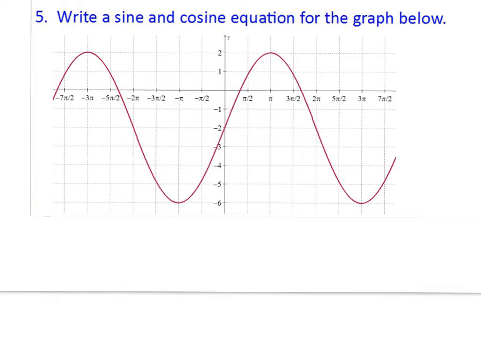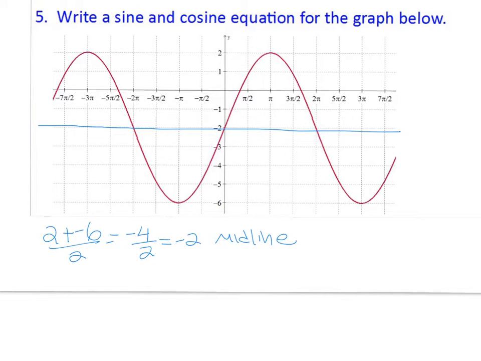Our midline happens halfway between 2 and -6. So our midline is at y equals -2. I like to put that on my sketch because it helps me with my answers and helps me see where the middle of the graph is for any transformations. So that means the amplitude is the distance from the highest point to the midline. So amplitude is 4.